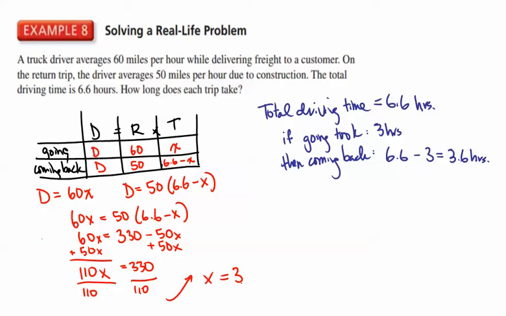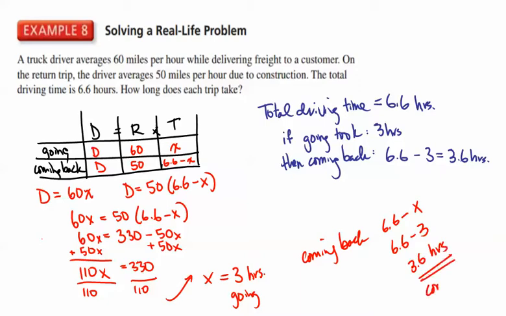And what does x mean? X is in the time column for going, so 3 hours going. Actually, I guessed it right. I think I guessed it right on the dot there. So then coming back, we've said is 6.6 minus x, or 6.6 minus 3 would be 3.6 hours coming back. And that was a pretty good guess. I literally did guess that as an example.